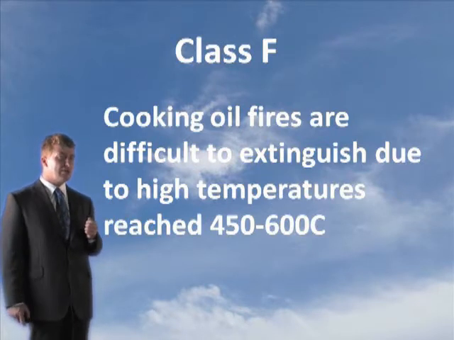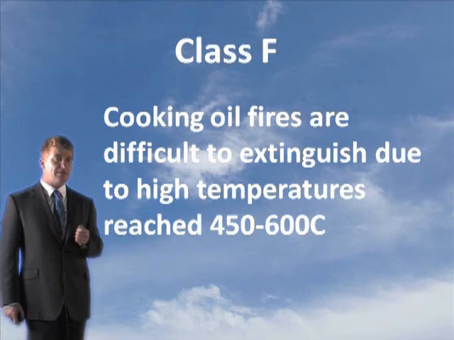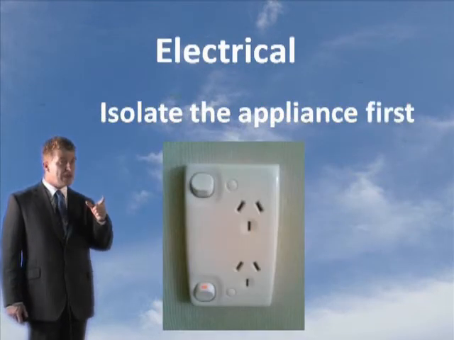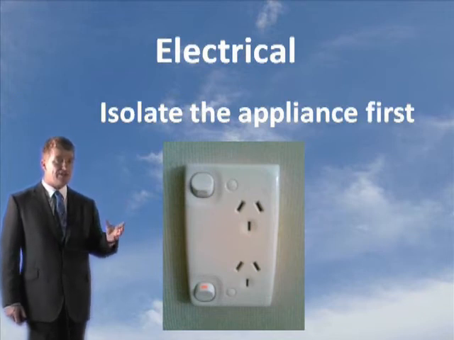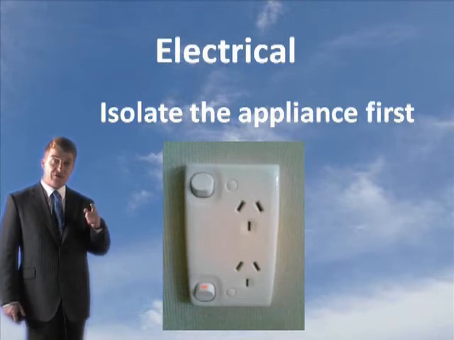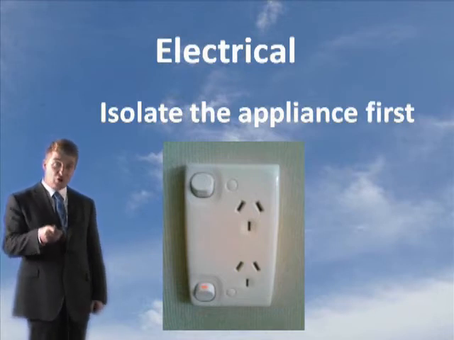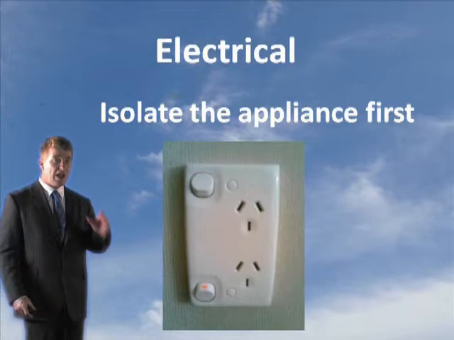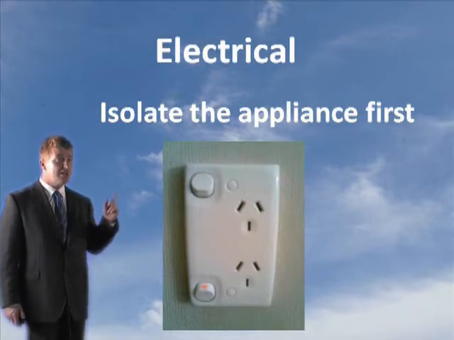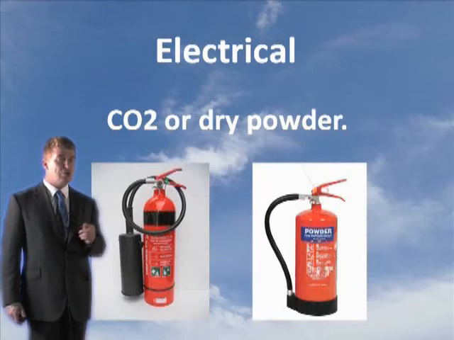What about electrical equipment? If anything electrical catches fire, what's the first thing you should do? Isolate, turn it off. However, some electrical appliances have a capacitance. They can store a voltage, store a current. So you might think you've turned it off, but if it's got a capacitor in there and you put water on it, you will still get a shock. So even if you've isolated, you can only use what type of fire extinguisher on electrics? CO2 or powder. Do not use foam.